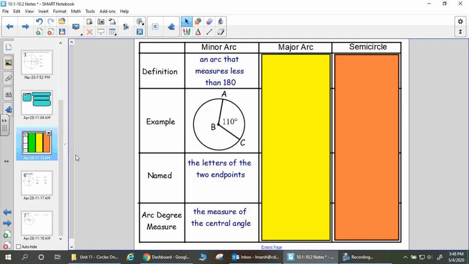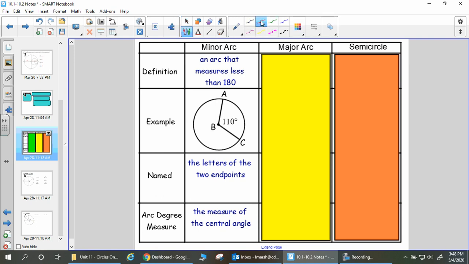A minor arc is an arc that measures less than 180 degrees. So think of minor as being small. Might look something like this. If you have a central angle, oftentimes what they'll do is they will label the angle with that measurement. When you name it, you're going to use the letters of the two endpoints, and it will have this measure that's the same as the central angle that you're looking at.